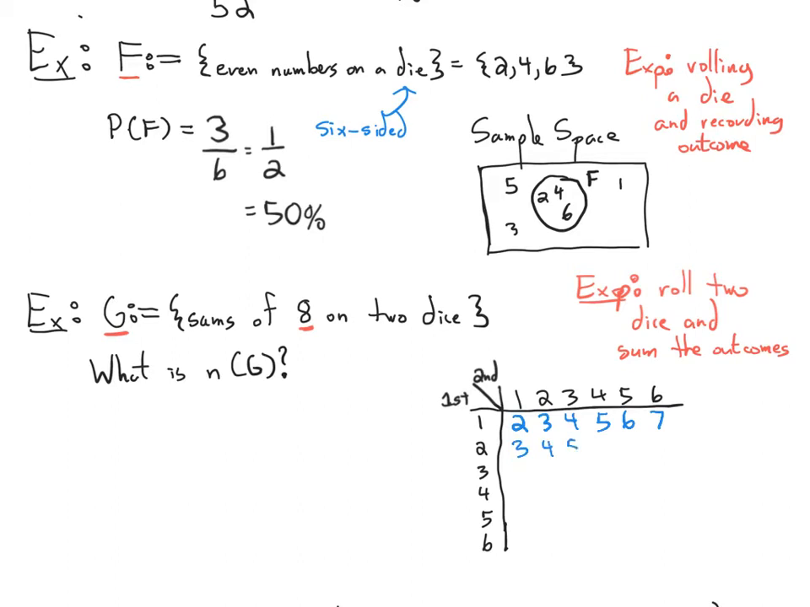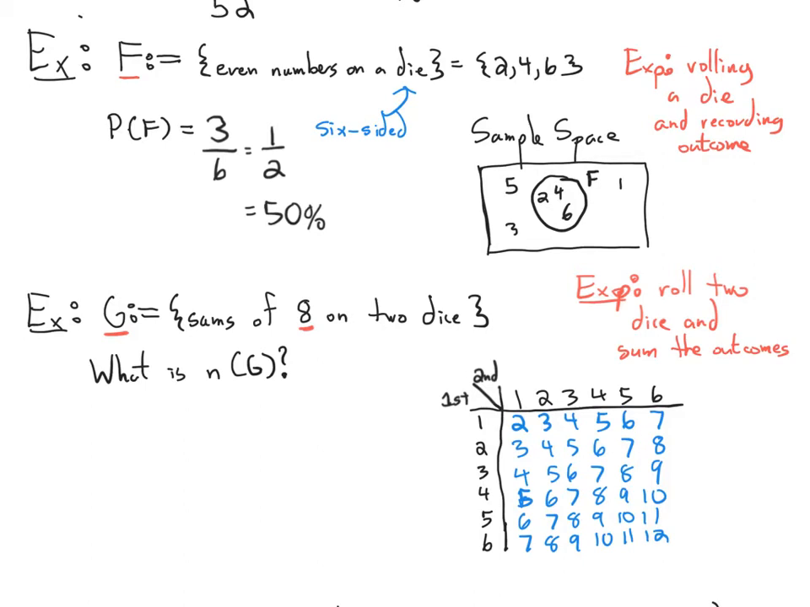3, 4, 5, 6, 7, 8, 4, 5, 6, 7, 8, 9, 5, 6, 7, 8, 9, 10, 6, 7, 8, 9, 10, 11, and 7, 8, 9, 10, 11, and 12. So, here are all of the possible outcomes. A 1 and a 1, 1 on the first die, 1 on the second die, and we're going to count that as a 2.